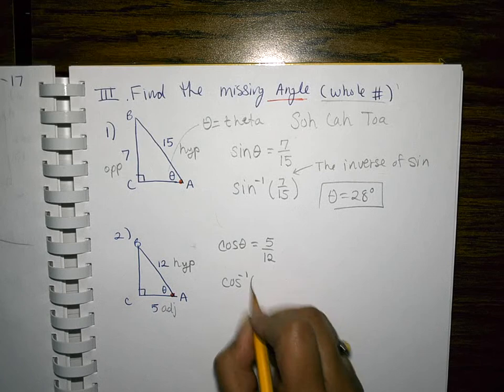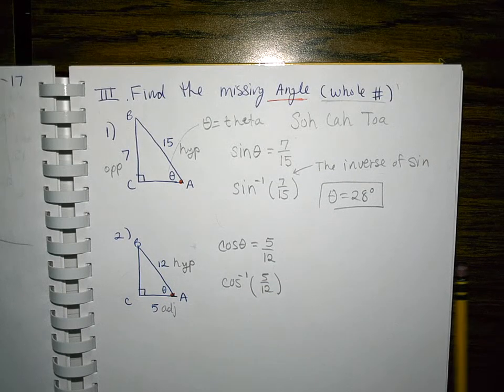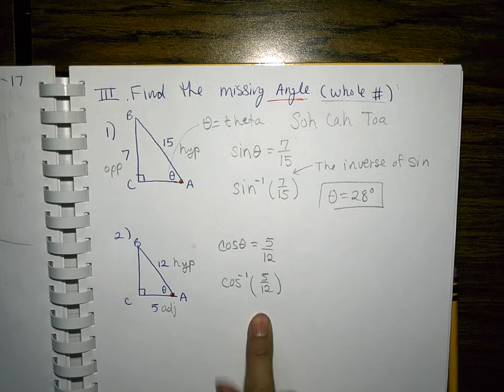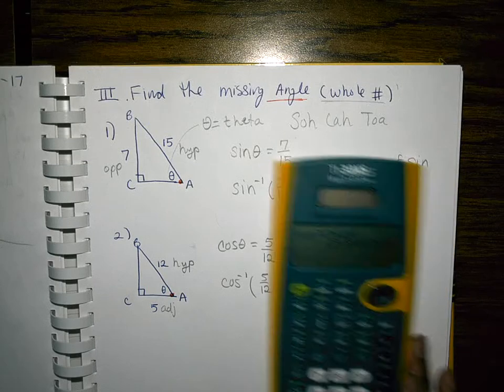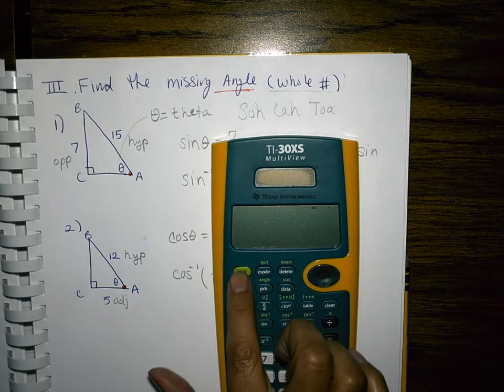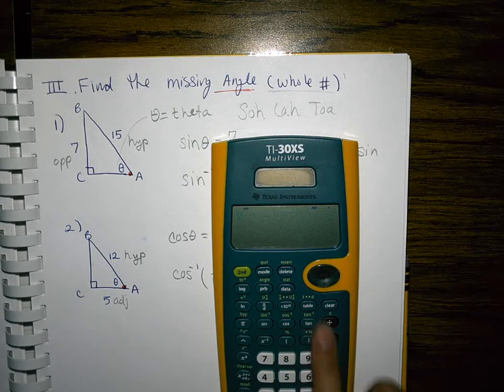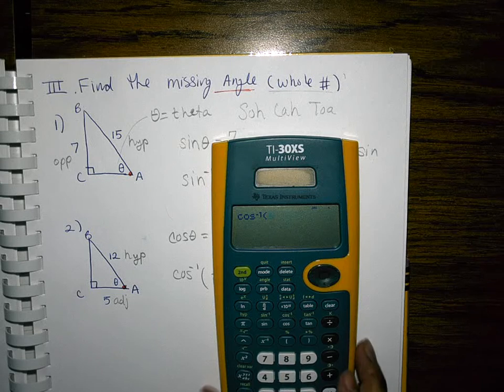And this is how we write it on paper. And I write it like this because this is exactly how it looks when I plug it in my calculator. Inverse key, inverse of cosine. So let's get our calculators ready. Clear, second cosine, and there it is with the -1. That's the inverse of cosine of 5/12.